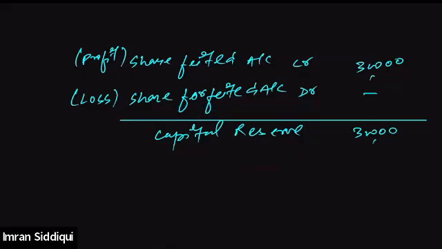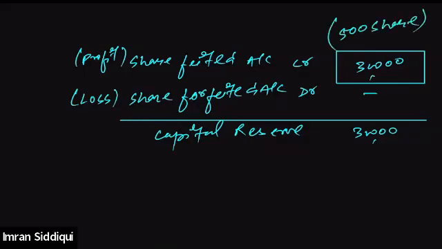Why? Why not? Because at the time of the forfeiture of share, we have incurred a profit of 30,000 by forfeiting 500 shares. So this profit belongs to 500 shares. This profit was incurred by forfeiting the 500 shares. All right. Now, how many shares are being reissued? Only 300 shares out of 500 shares. We have issued only 300 shares.